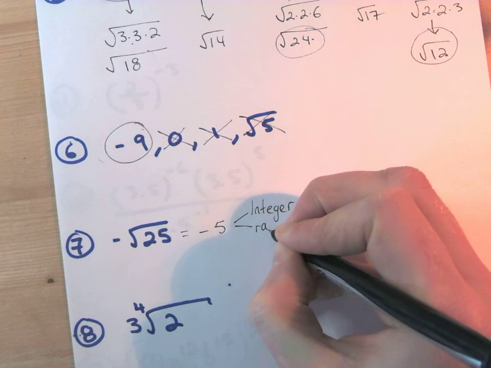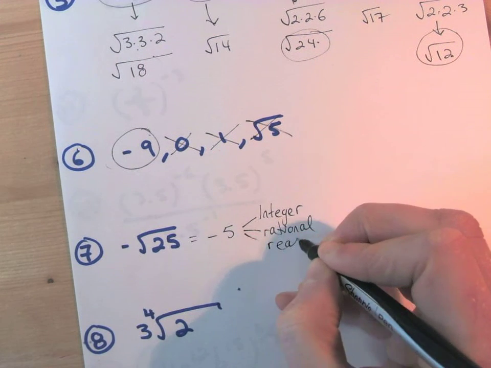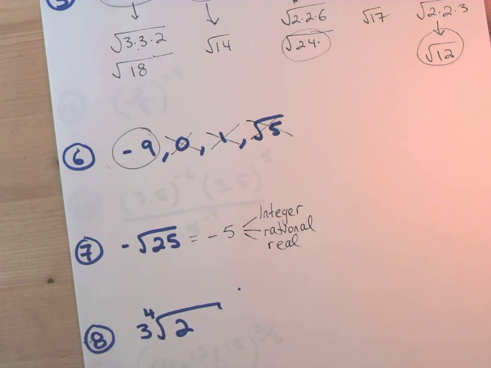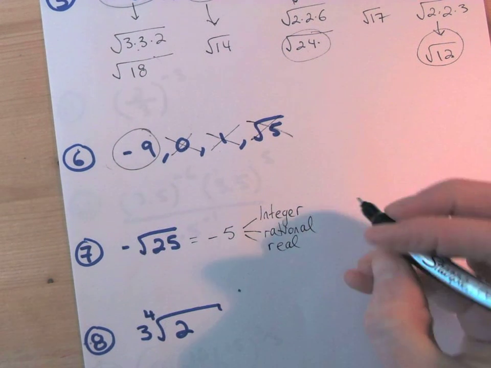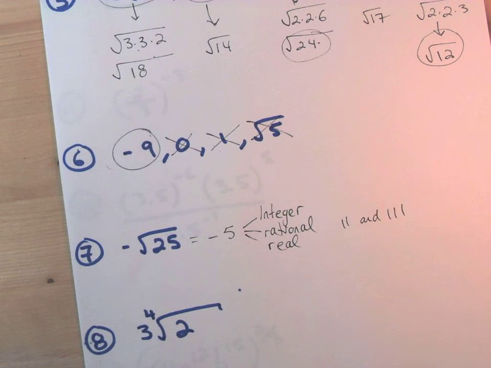We know it's a rational, and we know it's a real number. Okay, it's not a whole number, not a natural number, not an irrational number. So that means it has to be 2 and 3.